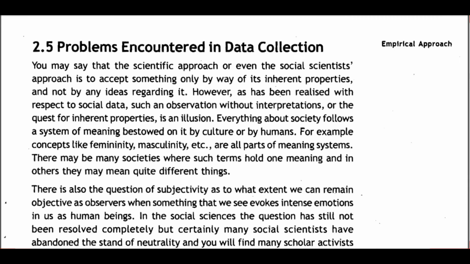2.5 Problems encountered in data collection.